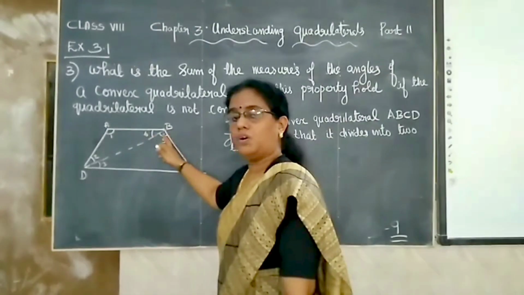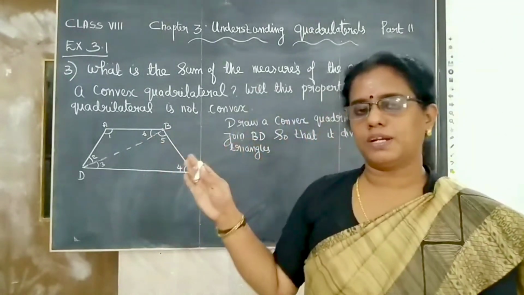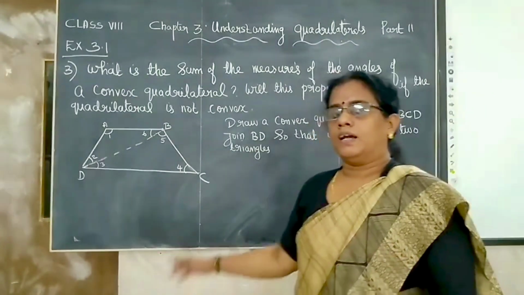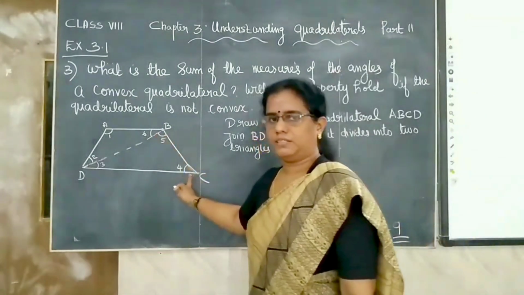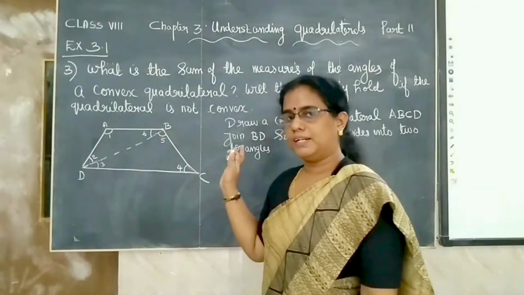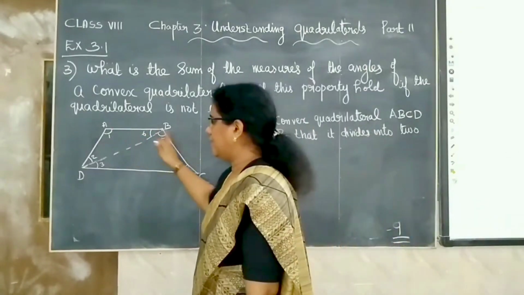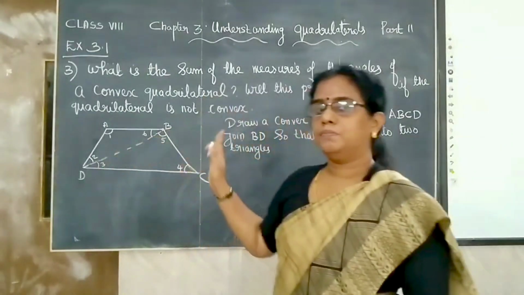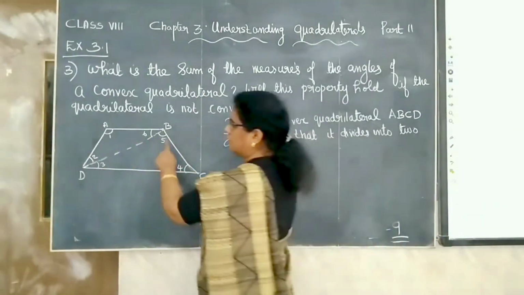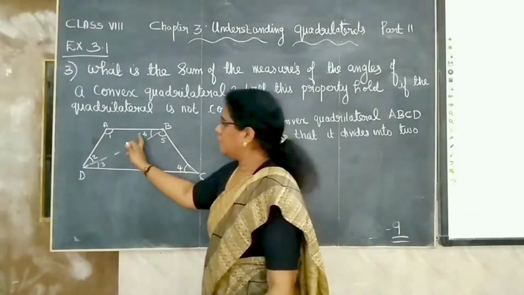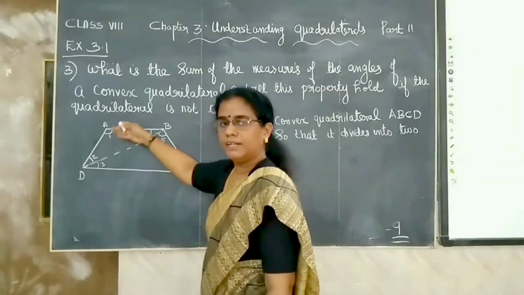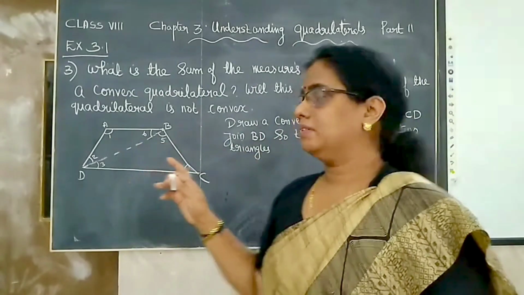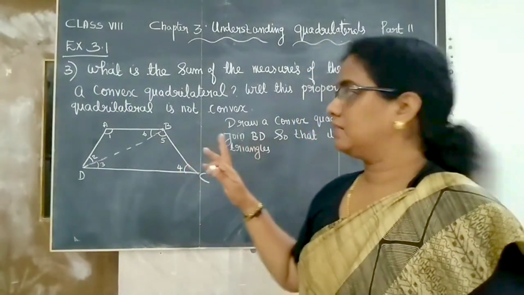Here I have drawn a convex quadrilateral. Convex quadrilateral means all the diagonals will come inside the quadrilateral and here it is 4 sided. Therefore, it is a convex quadrilateral. After drawing the quadrilateral ABCD, join BD. Join the diagonal BD. So you can see this quadrilateral is divided into 2 triangles. First triangle here and second triangle here. Now we can find the sum of all angles.